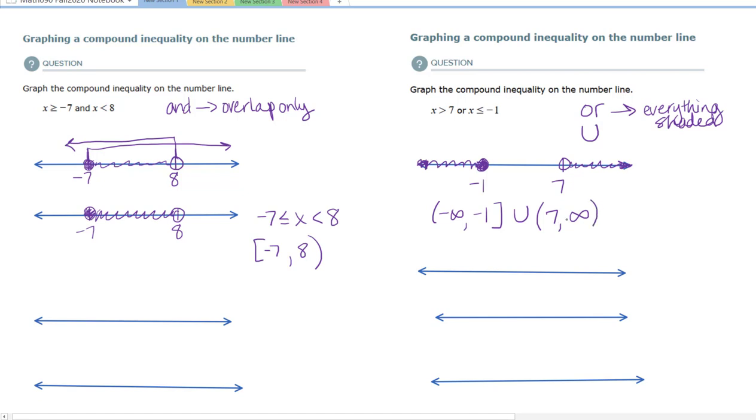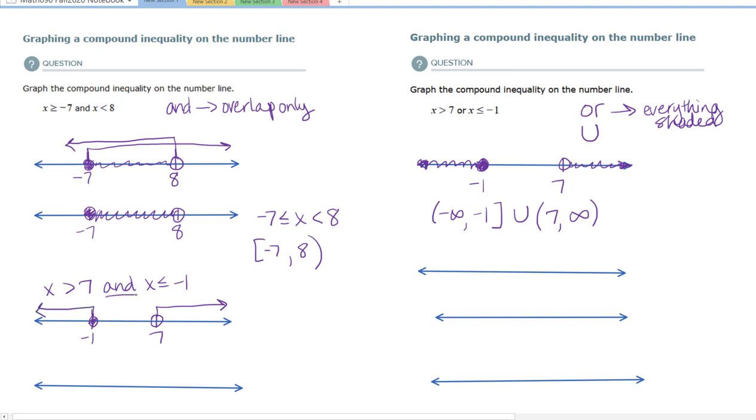Okay, so let's see how the and and the or stuff can look a little bit different, or the different cases you might see. So going back over here to the and, let's say we had x greater than 7, the same thing that we got over here, but this time it's and x is less than or equal to negative 1. So x greater than 7, I'll put my 7 over here, open circle, go to the right, then negative 1, closed circle, go to the left.